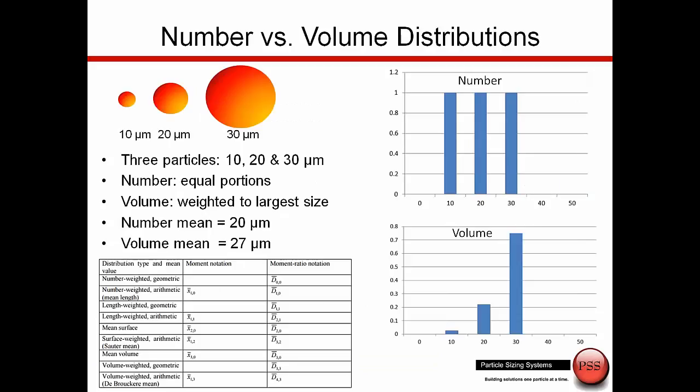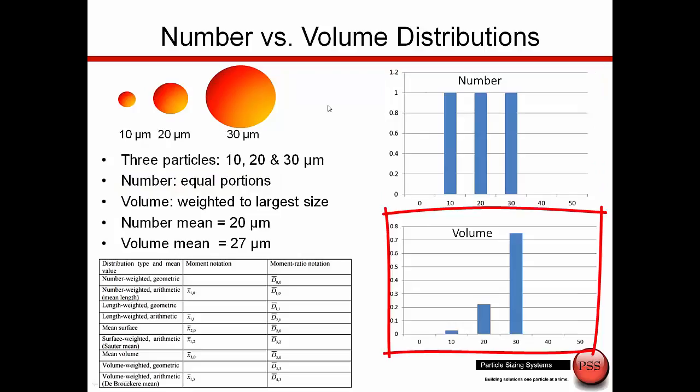So as we look at distributions, we can decide whether or not to create it as a number or volume-based distribution. Let's understand the difference between the two. What if we have these three particles? They are 10, 20, and 30 microns. If we were to plot them on a number distribution, we have one each at 10, 20, and 30 microns.